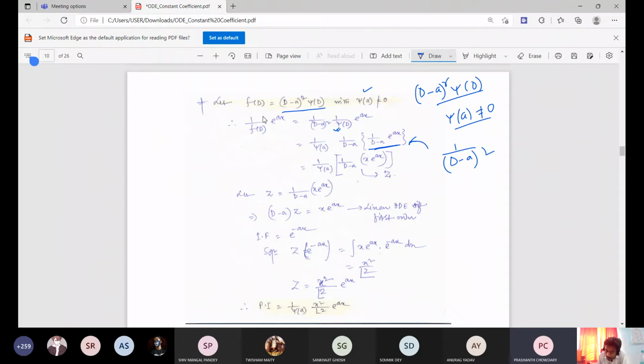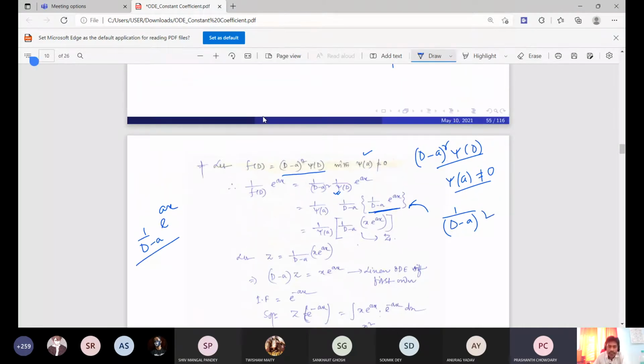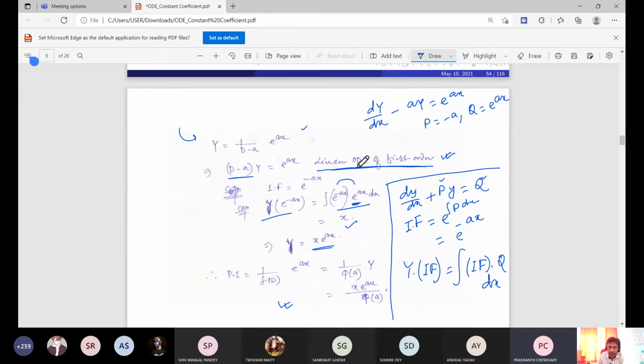So see, now let us denote the term inside the bracket. These terms, see, 1 by (D minus A) e to the power ax. We have already solved this part, right? 1 by (D minus A) e to the power ax, we have already solved. That is x e to the power ax, right? That we have solved. It is x e to the power ax. Actually, we have not written here.